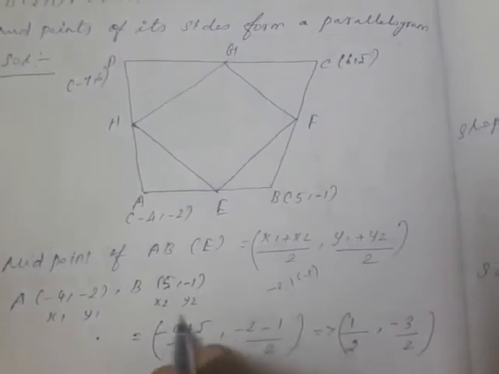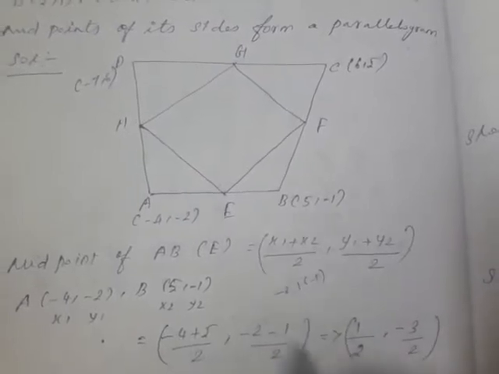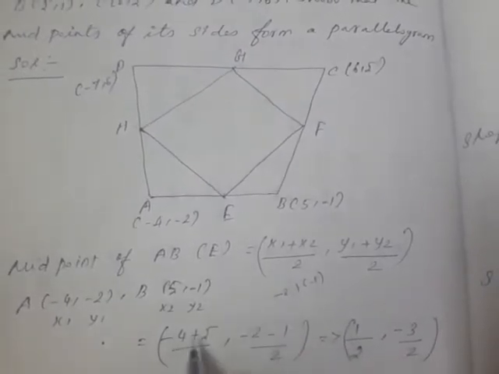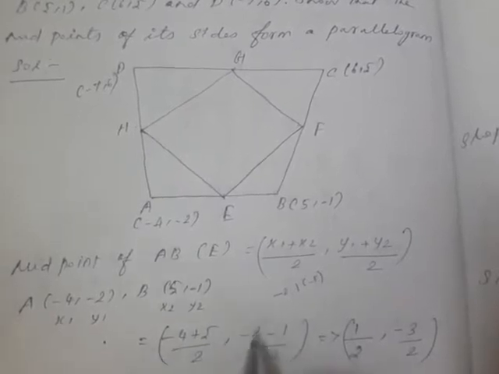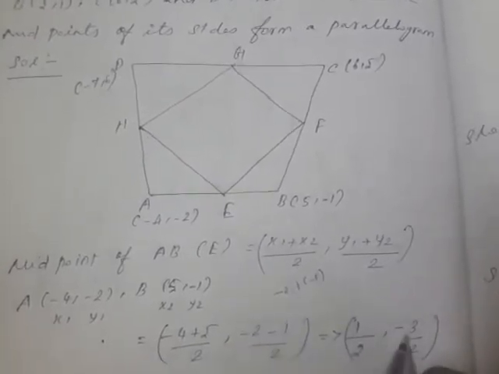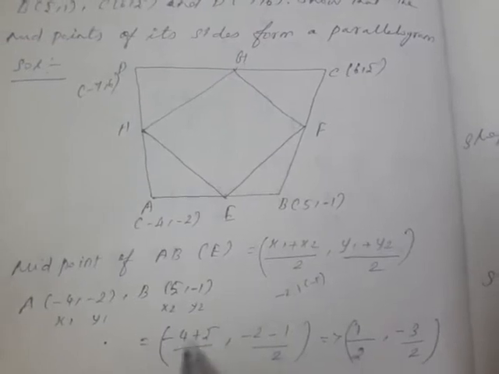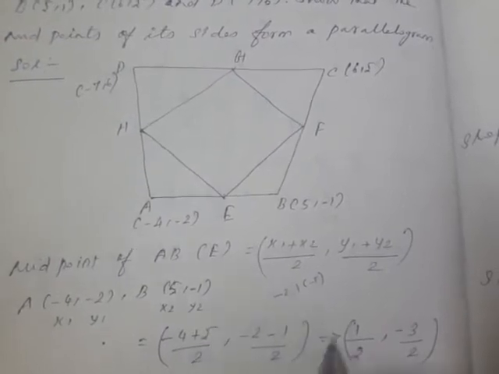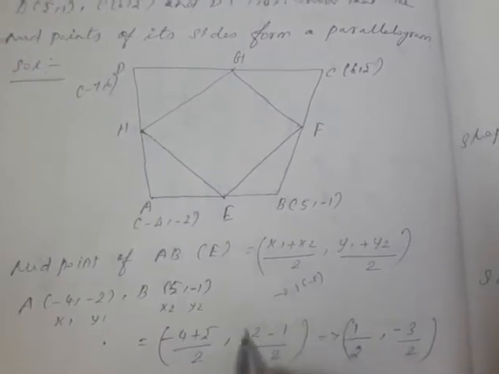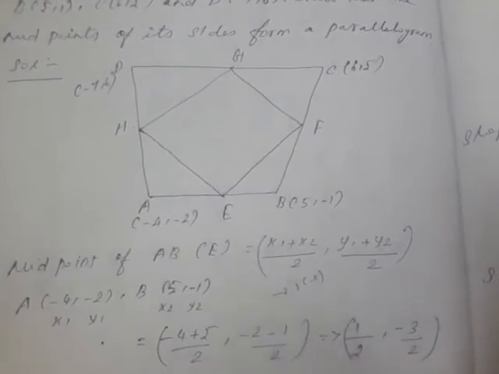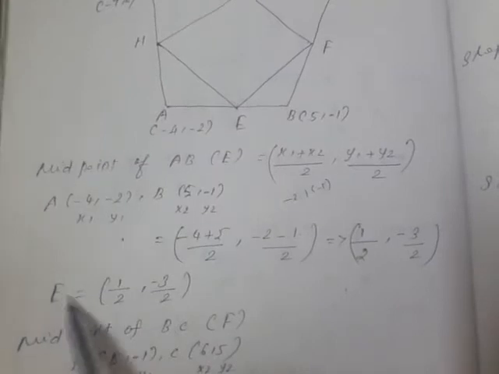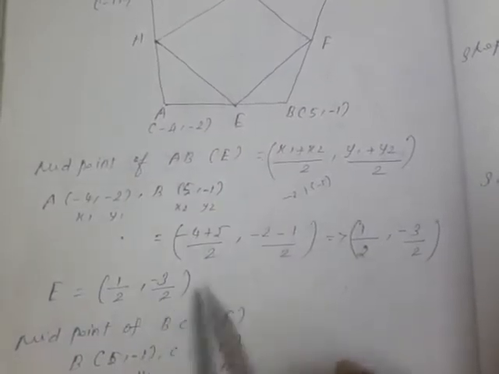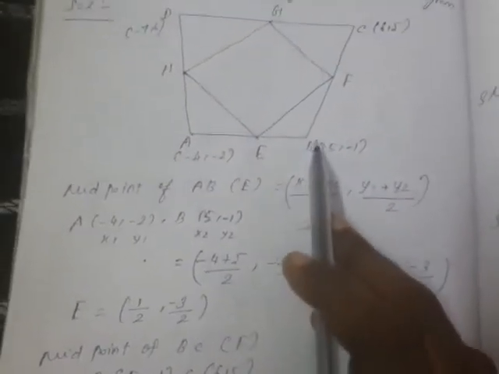In the x part, you have to subtract: -4 plus 5, the greater is 5 and its symbol is plus, so it is 1 by 2. In the y part, -2 minus 1, you add the two and keep the minus sign, so minus 3 by 2. No need to strike out anything; keep it like this itself. Midpoint E is (1 by 2, -3 by 2).